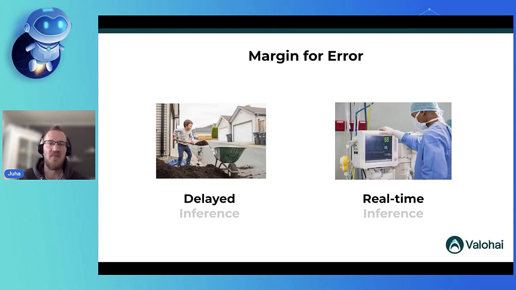And this is kind of the same thing: margin for error. If you screw up in your batch pipeline, it's kind of fine. You can fix it, and no one will ever know. But if you screw up your real-time inference, the problems are immediate. The pain is immediate. Just like in this picture, if you are the doctor, and there's some kind of error in the monitoring, people will die. But in delayed inference, it's fine. No one will notice.